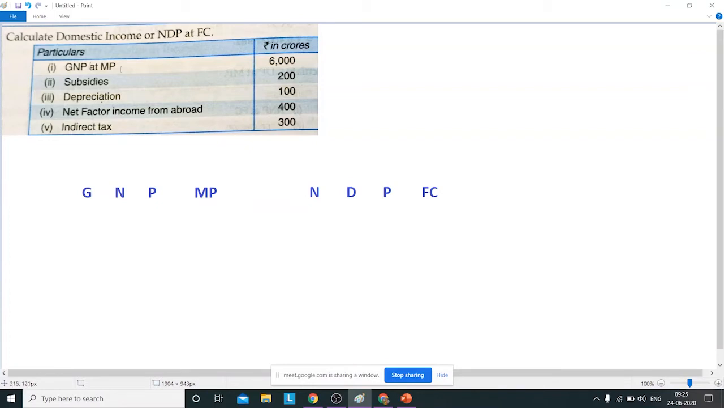On the left hand side you write what you are having with you, that is GNP MP, and on the right hand side you write what you want to calculate. So I want to calculate NDP FC. This way I will be writing NDP FC.